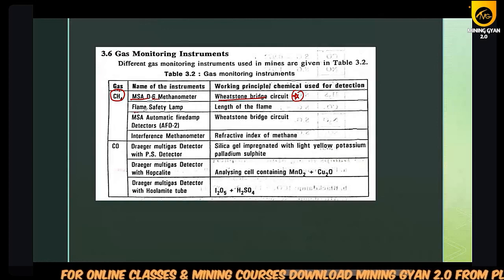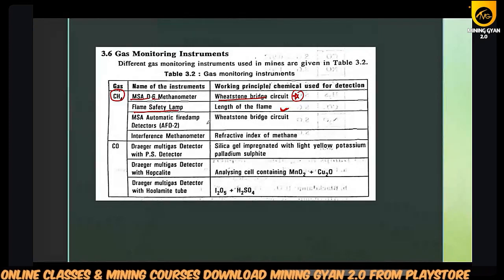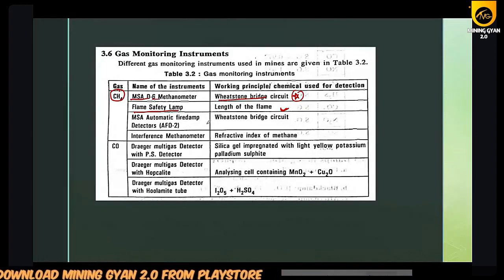Flame safety lamp: it uses the length of the flame. I think everybody knows about it, or if you don't know, then one day you have to know, because if you have a flame safety lamp, then you will pass a gas testing certificate. If you have a gas testing certificate, then you will qualify for second class, and if you have second class, then you will be eligible for first class if you have the required experience. So for the flame safety lamp, the length of the flame is the working principle.